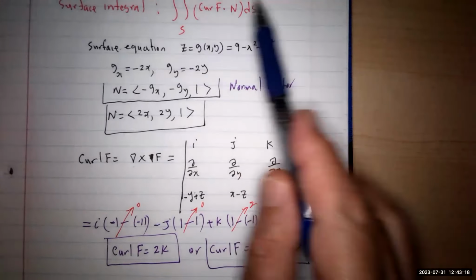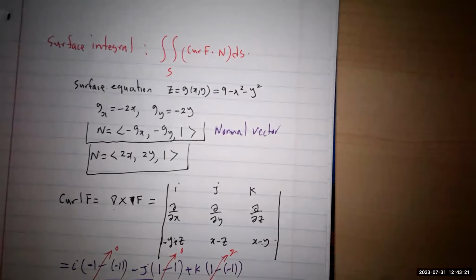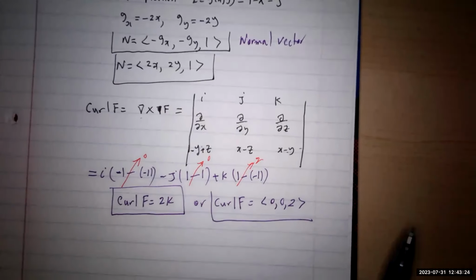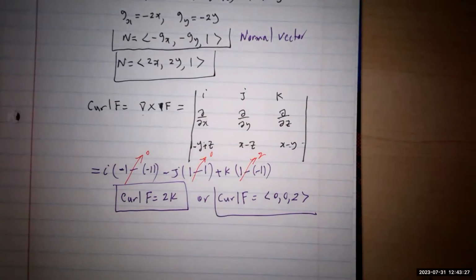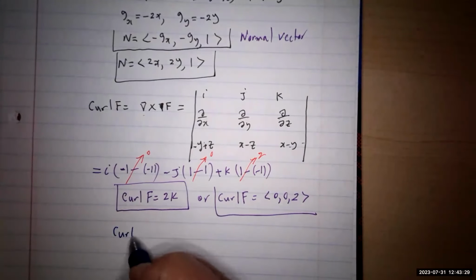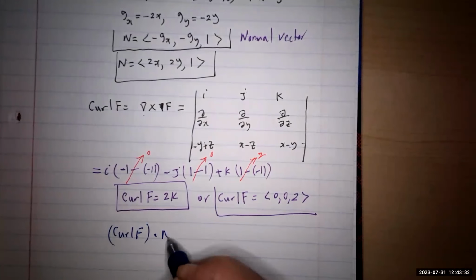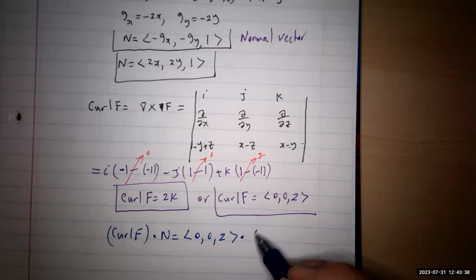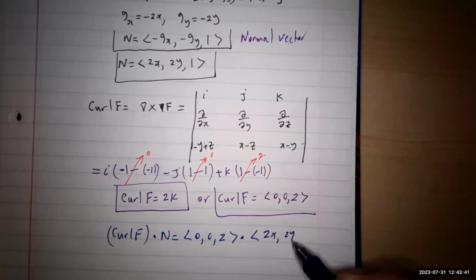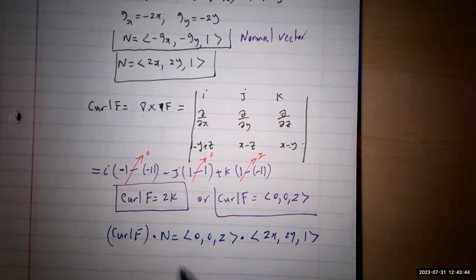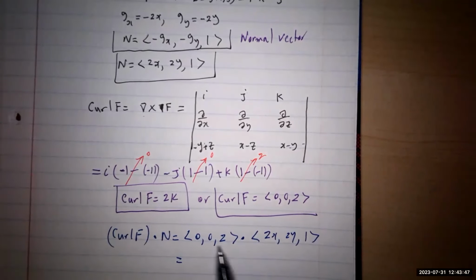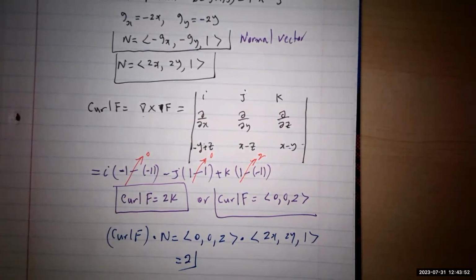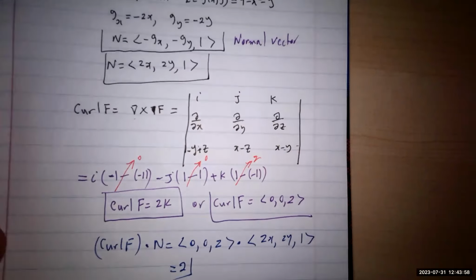I'm working inside this integral, so I have to take the dot product with n. I'm going to find the curl of f dot n. So that's (0, 0, 2) dot n. N was (2x, 2y, 1). If you multiply them together, that gives you 0, 0, and 2 only. So it's an easy function to integrate.